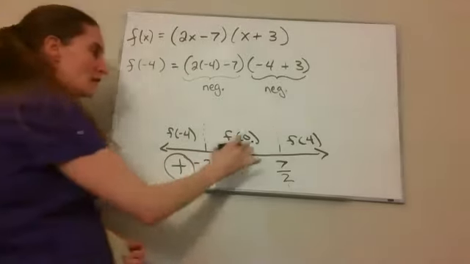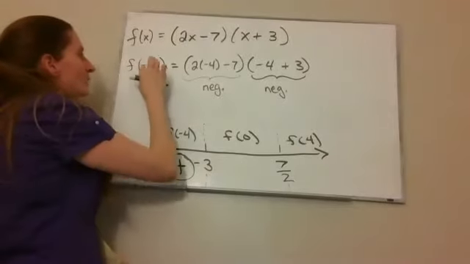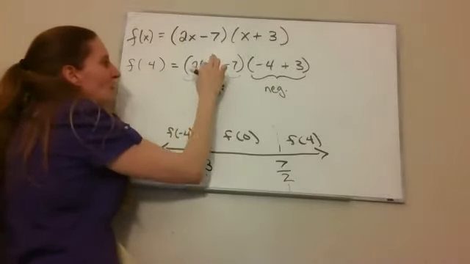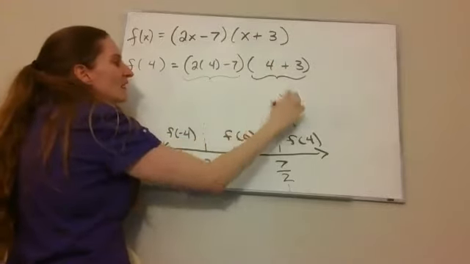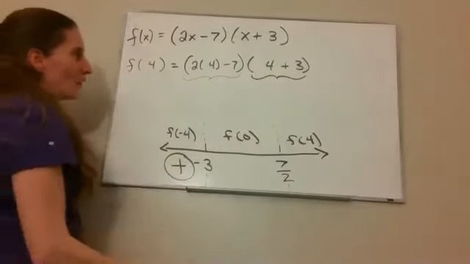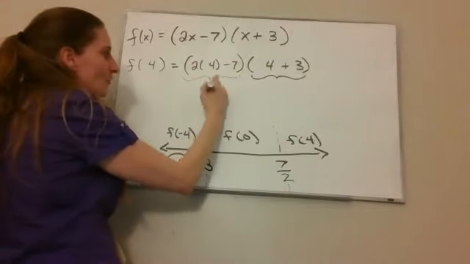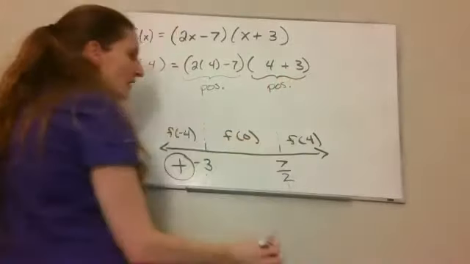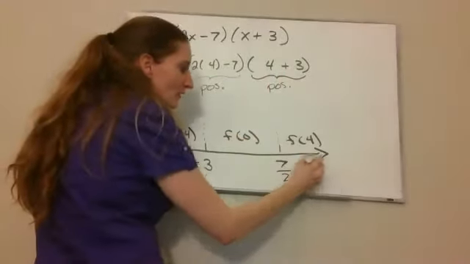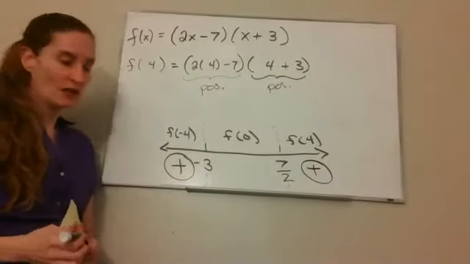We're going to do the same thing with 0 and 4. And I'm going to do 4 first, just because then I can just erase a little bit. There. If I plug in 4, 2 times 4 is 8, minus 7 is positive. 4 plus 3 is positive. Positive times positive is positive. So over in that section, I'm also greater than 0.